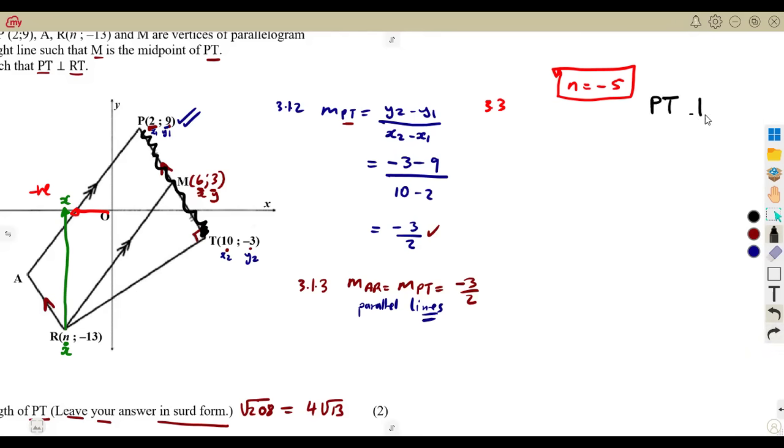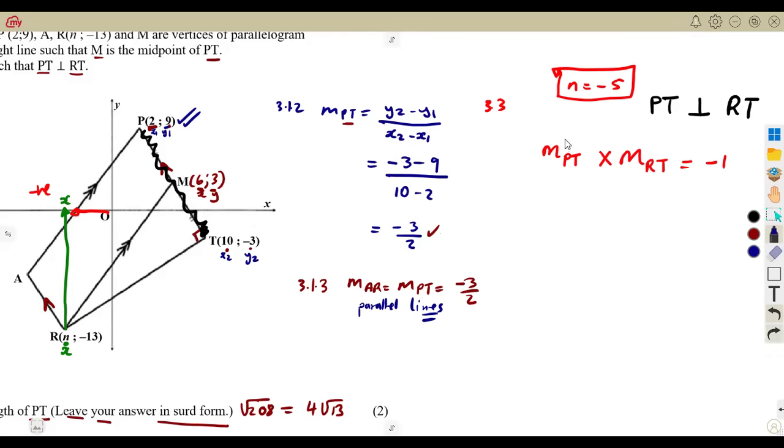PT is perpendicular to what? To RT. If they are perpendicular, then what is the consideration that we have to use between perpendicular lines? It is on their gradients. The gradient of the line PT, when you multiply it by the gradient of the line RT, we must obtain a negative value.